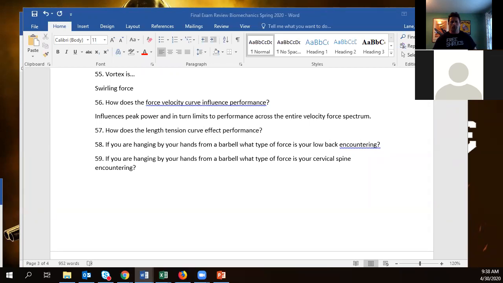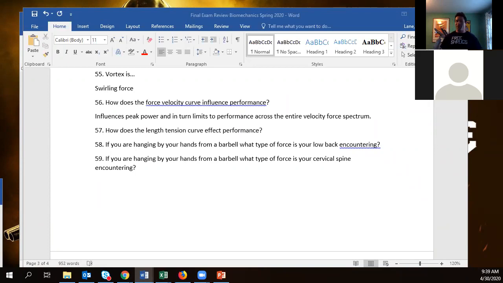Can you guys read what I put up for 58 and 59? Good. Compression answering which one of them, Sydney? 58. Think about it. If you're hanging from the bar, okay, your body weight is being supported by your hands, okay? So what are your hips and legs actively doing to your low back? Isn't it like stretching it out? And what type of force is that when it's stretching it out? Oh, would that be compressive also? Or no, that'd be tension.